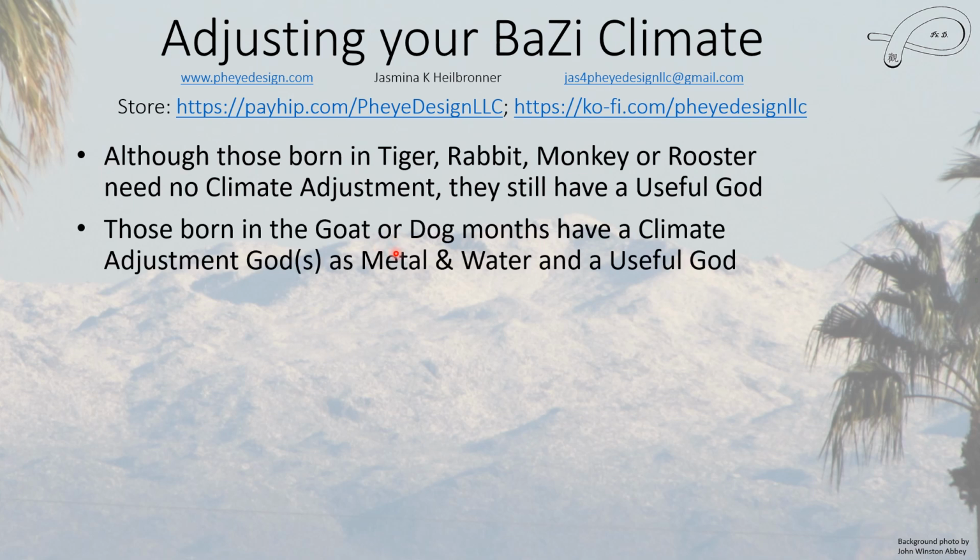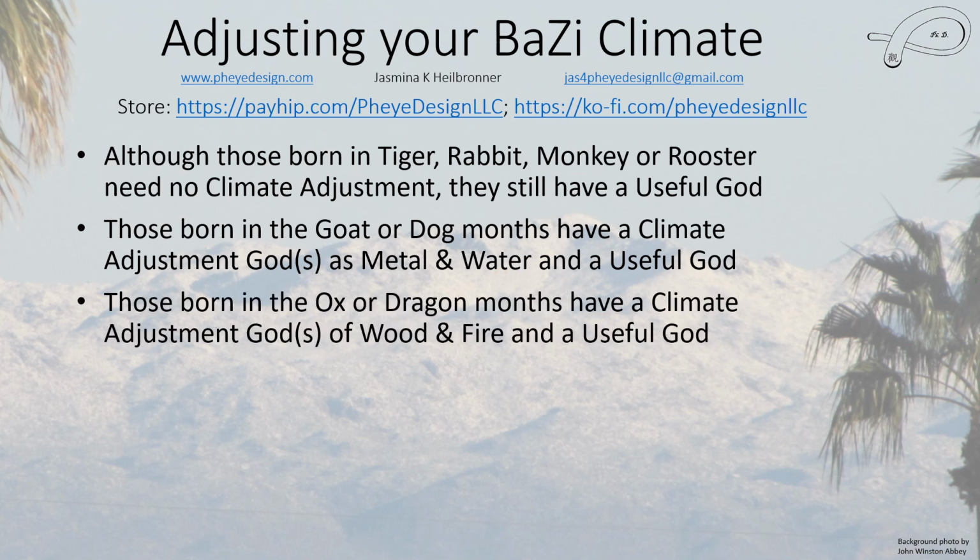Those born in the goat or dog months, they definitely have climate adjustment gods. Usually one, sometimes there's some extra auxiliary ones, but it's usually going to be metal and water, and they also have a useful God. And as does the ox and the dragon, but in this case it's wood and fire. Now, these three are all the animals born in the spring or the fall or autumn. And finding the useful God is not easy for these people.